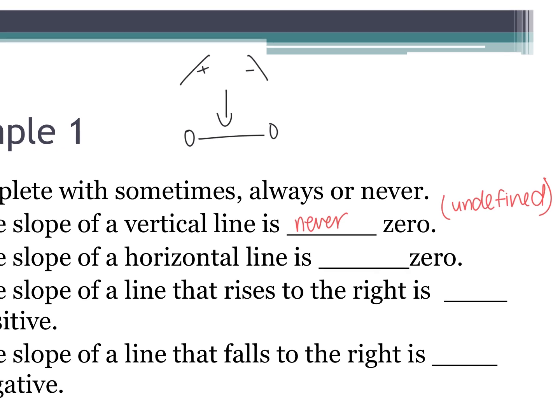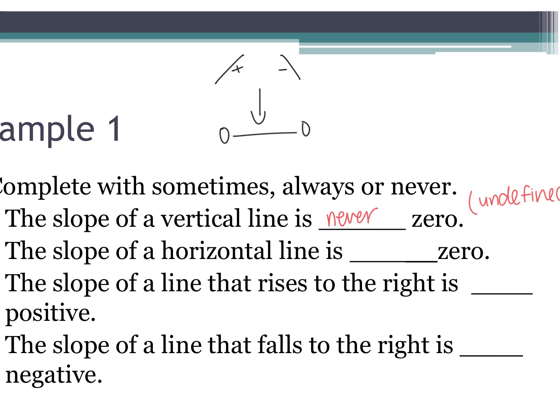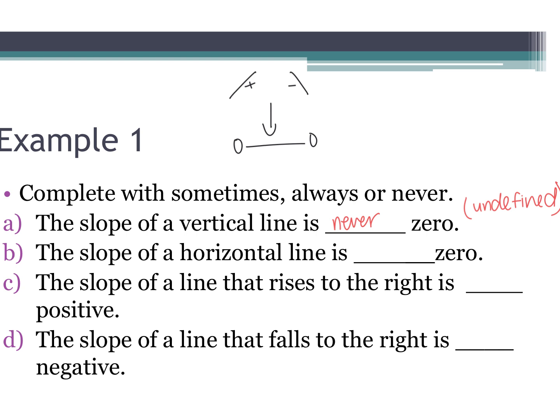Looking at the next one, the slope of a horizontal line is blank 0. Horizontal goes which way? Left and right. So looking at my slope face, what would it be? Always. A horizontal line is always 0 because there's no slope. There's no slope for a horizontal line. So this is always.